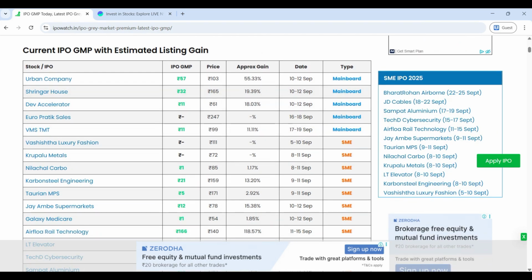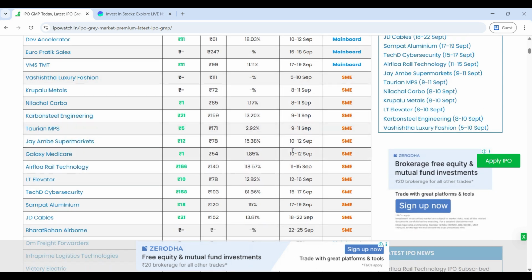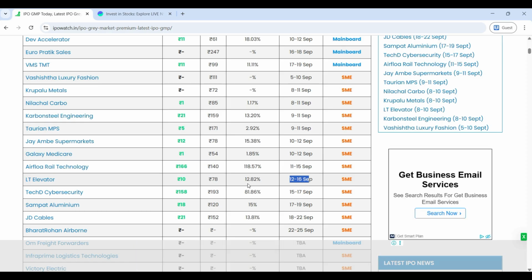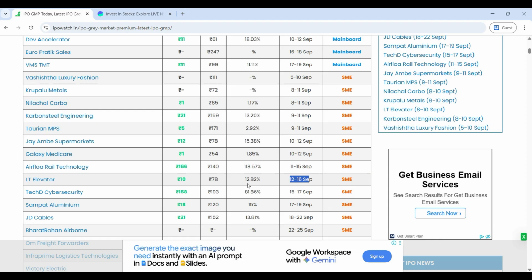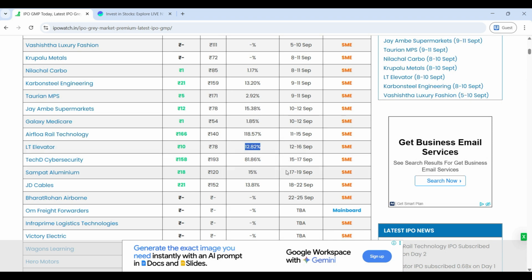So today is 13th of September. Here you can see which is currently open. As I can see, this 12 to 16, this IPO is currently open, which has a gray market premium of 12.82%, which means there is a demand for this stock. It might get listed on the stock exchange with 12 percentage premium. It might. So it is not exact how it will get listed, but it is the approximate returns expected.